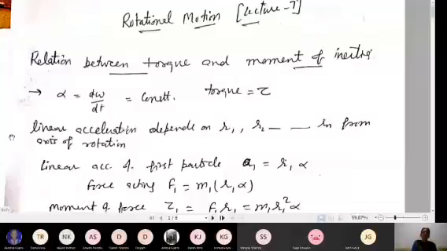Classes, we are talking about rotational motion in continuation only. In the previous lecture we discussed moment of inertia, torque and angular momentum. So we are going to simply find the relation between torque and moment of inertia today. And of course we will also look for the relation between angular momentum and moment of inertia.